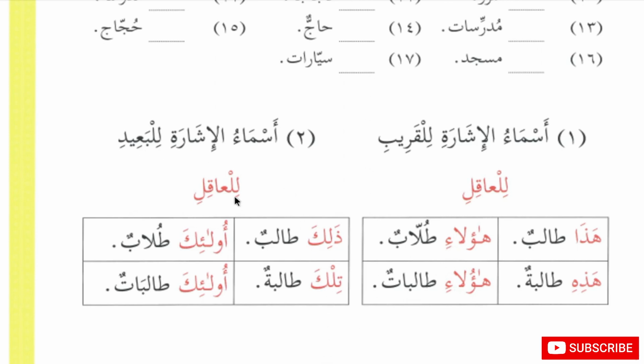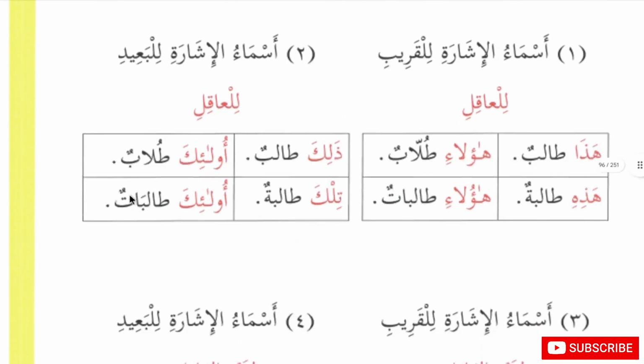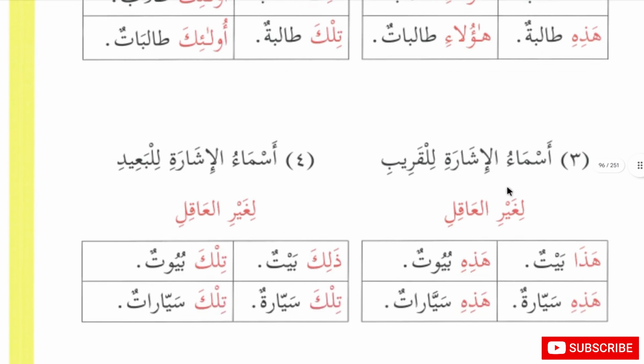For بعيد, far, for those with عقل: ذلك, تلك, or أولئك. أولئك for both male and female. ذلك for males, تلك for females. That and that. This is for faraway objects. This is for close objects. للقريب, للبعيد. And this is for the لغير عاقل, for those that don't have عقل. For those objects or animals that don't have عقل.